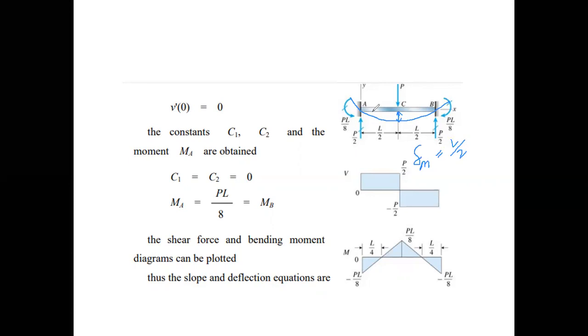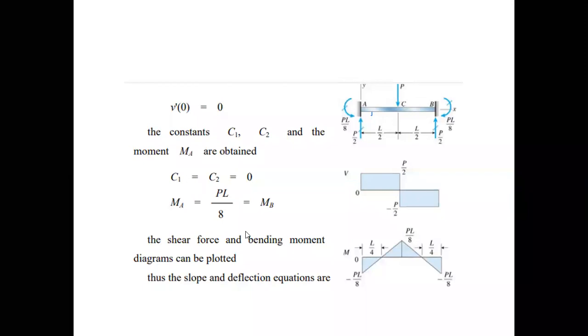So we can clearly see this is a rotation. This is theta A. This is a rotation, say theta B. Whereas this is a deflection, we can say delta C or delta max, because the maximum deflection is occurring at the center itself. So this is how we can find out where the maximum deflection occurs. In this case, it is at the center. So we have easily calculated.